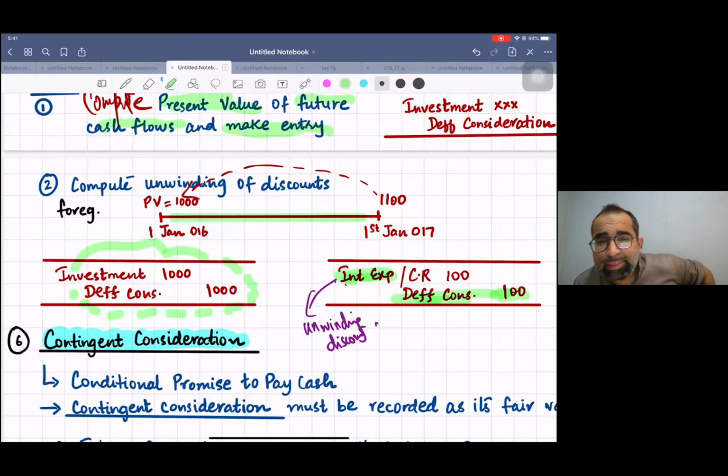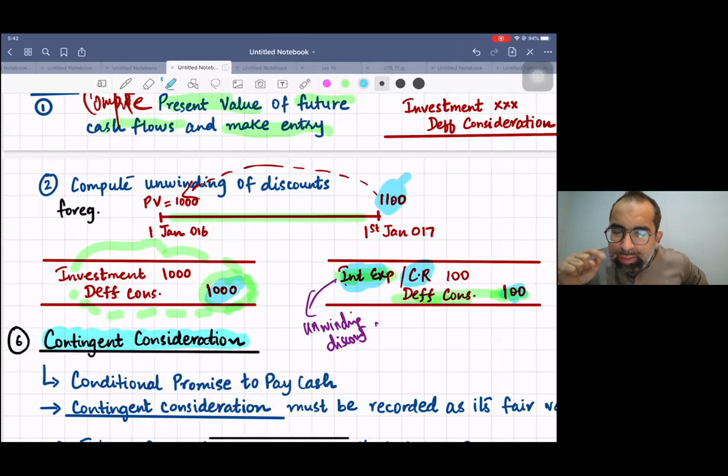And when you credit this liability, automatically this 1000 plus this 100 will become 1100, and you have to pay 1100 to the other party. So automatically at the year end, your liability will come to 1100. Now one more thing. You may ask, sir, why have you written CR here with interest expense? Because look here, let me give you the logic.